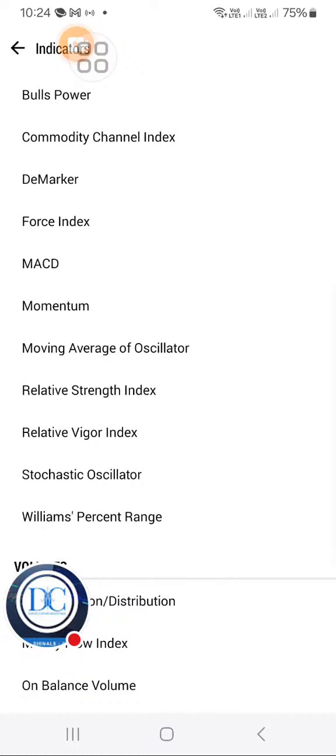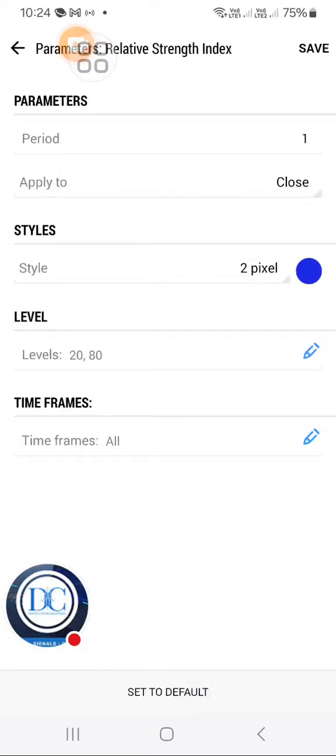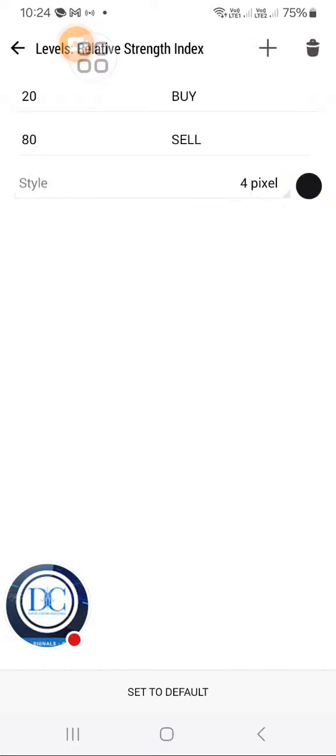Okay, then we go to the RSI. The RSI has a period of 1, applied to close, and the style is going to be 2 pixels. We do not want to see the RSI, so it's going to have the color of the background. So it's 2 pixels with the color blue. Then the most important part is the levels.